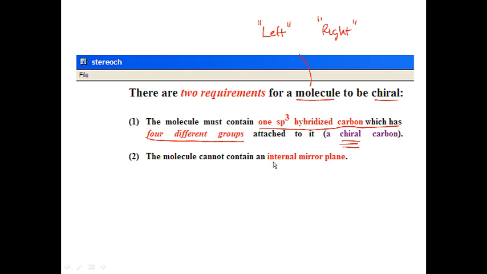Also, the molecule cannot contain what's called an internal mirror plane. And this will become more important in the next couple of lectures. We won't necessarily talk about the internal mirror plane for an overall molecule yet. We'll talk about what happens when an internal mirror plane slices through a carbon in a moment. So the first requirement is you have to have an sp3 hybridized carbon. That means that it has to have 4 groups attached, and that's the key. If it's only got 3 groups attached or 2 groups attached, not going to be chiral.